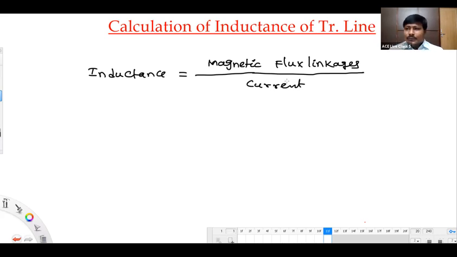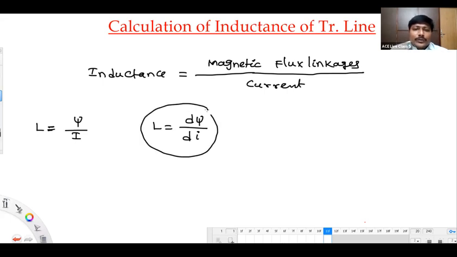In notation, we can write L equals psi by I. But strictly speaking, we should not write this as psi by I. What we should write is L equals the rate of change of the flux linkage with respect to current. This is always the perfect formula, the exact formula to be used in the calculation of inductance.